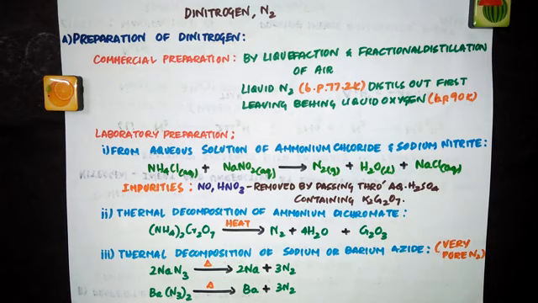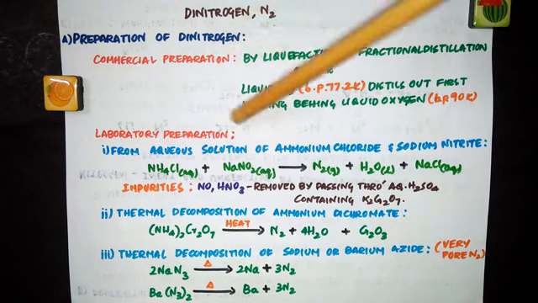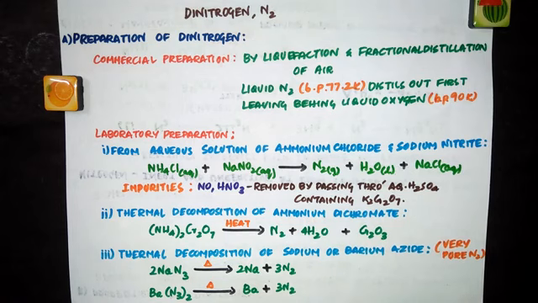There are two types of preparation: commercial preparation and laboratory preparation. When we say commercial preparation, we are talking about large scale preparation. For commercial preparation, we prepare dinitrogen from air, because 78% by volume is nitrogen. So you take air and prepare nitrogen from that. Dinitrogen is prepared commercially from air by liquefaction and fractional distillation.